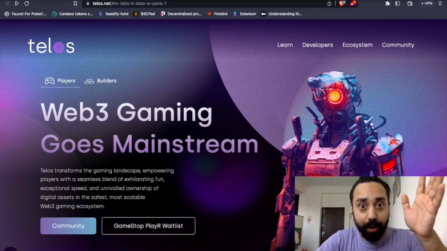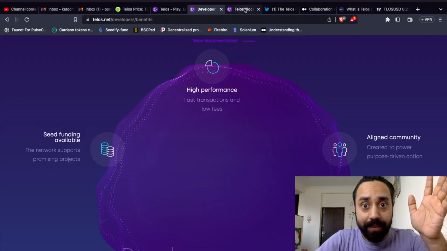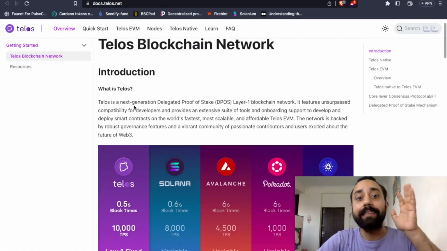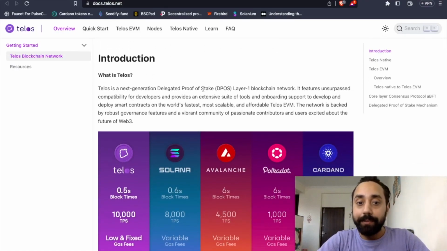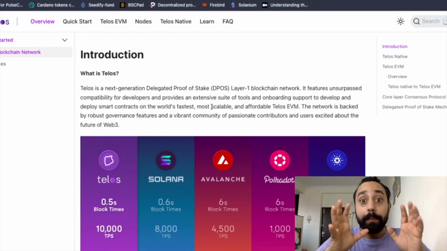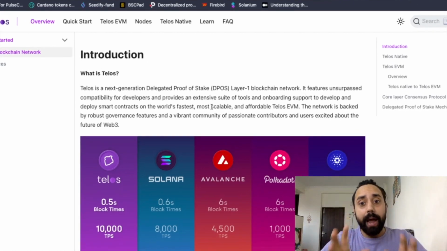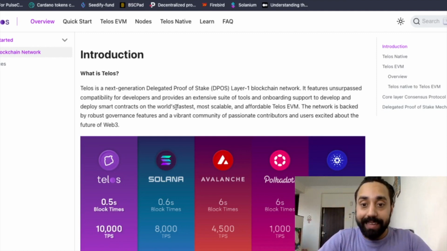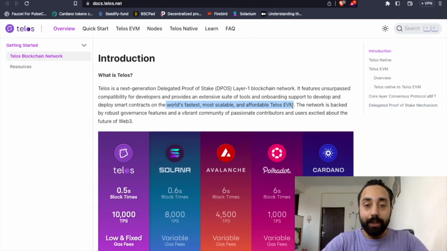Let me tell you right away, reading from the docs itself, TLOS is the next gen DPoS, delegated proof of stake, layer one blockchain network. It provides an extensive suite of tools and onboarding support to develop and deploy smart contracts on the world's fastest, most scalable and affordable TLOS EVM. So TLOS claims to be the world's fastest EVM compatible blockchain.